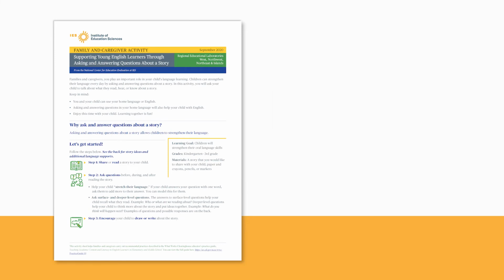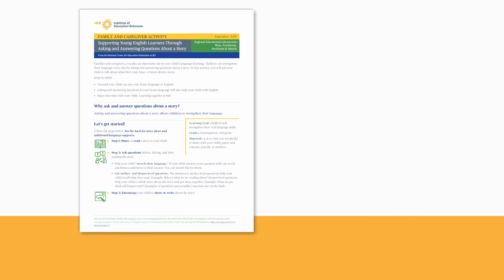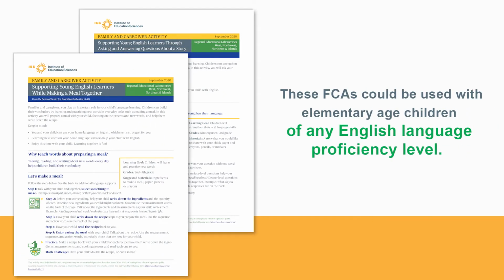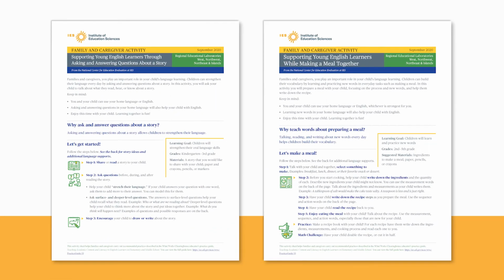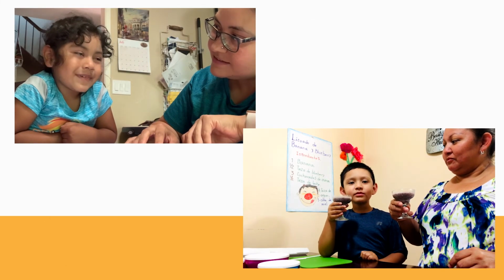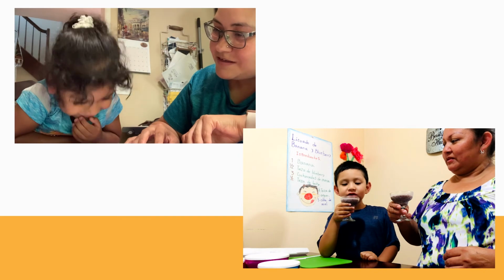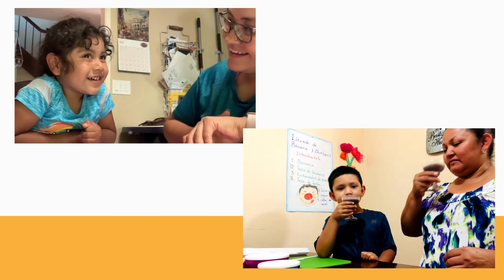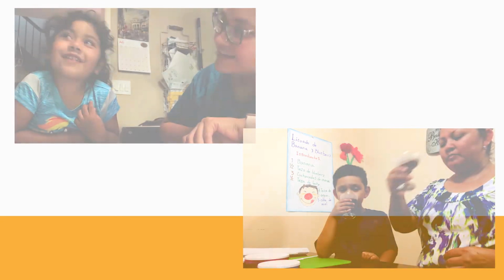The asking and answering questions about a story and making a meal together FCAs could be used with elementary-age children of any English language proficiency level. Both of the activities, especially if used with older students, could be followed with an age-appropriate writing task. The FCAs give families ideas, language supports, and freedom to engage with their children in ways that support oral and written language development and make learning fun.